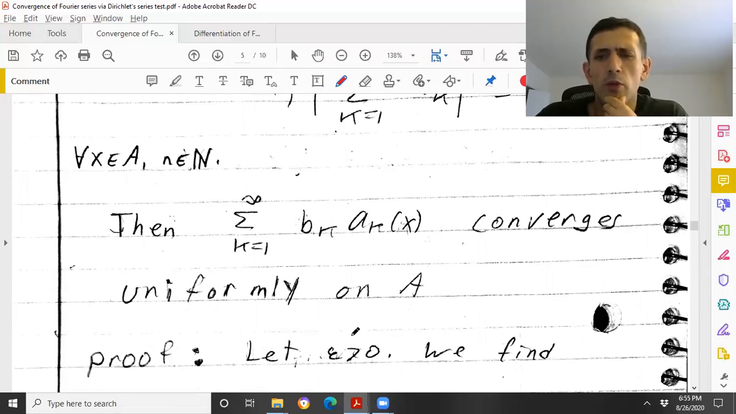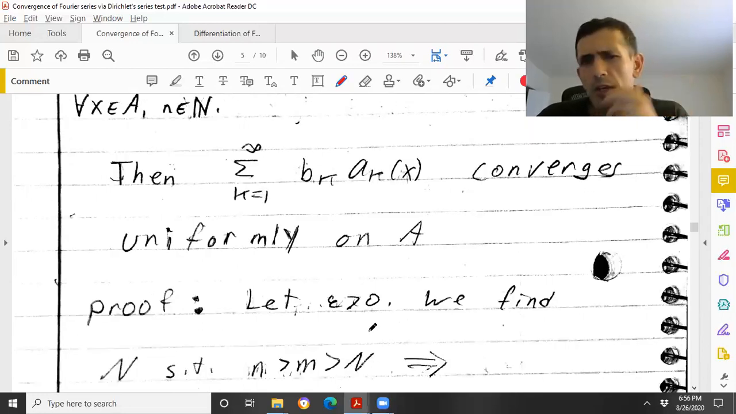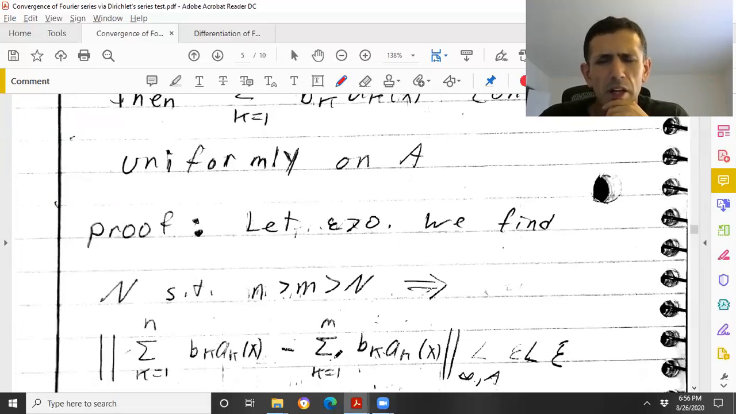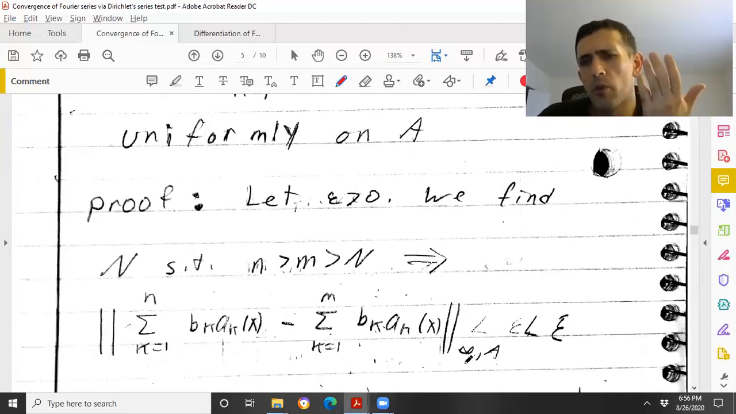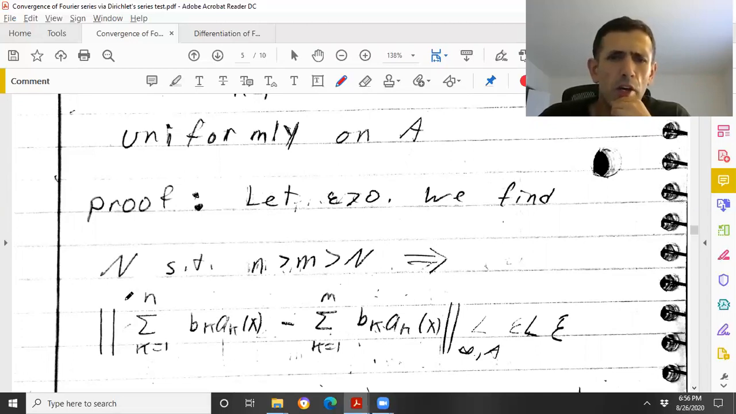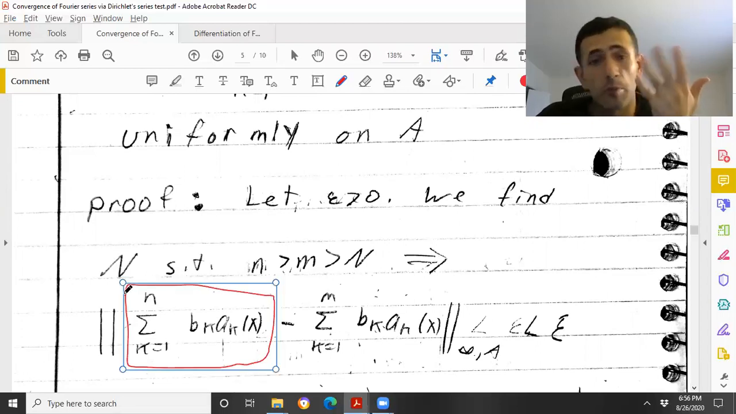So what I'm going to do is basically just use the Cauchy criteria for uniform convergence. So let epsilon be bigger than 0. I'm going to find a big N, where if n and m are bigger than big N, and without loss of generality, assume little n is bigger than m, where this implies that the uniform norm, the sup norm, of this here is less than epsilon. If this is true, then the partial sums are Cauchy in the sup norm over A, and hence are uniformly convergent to something.